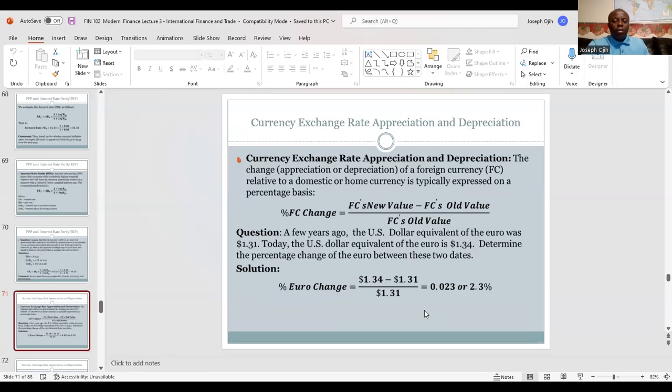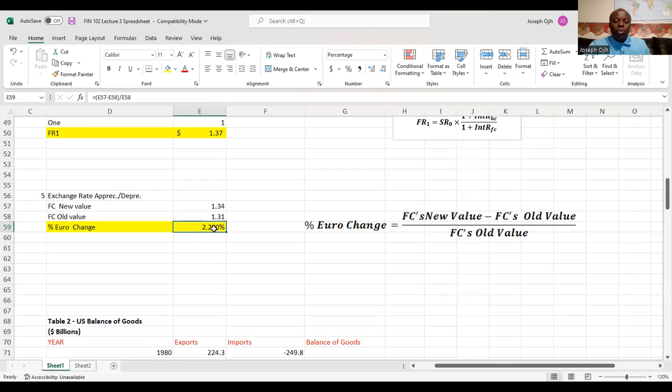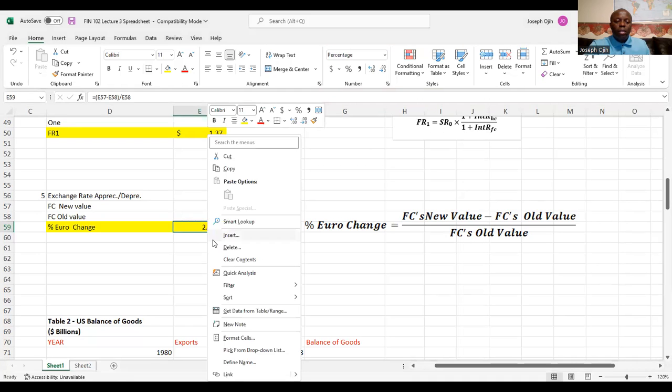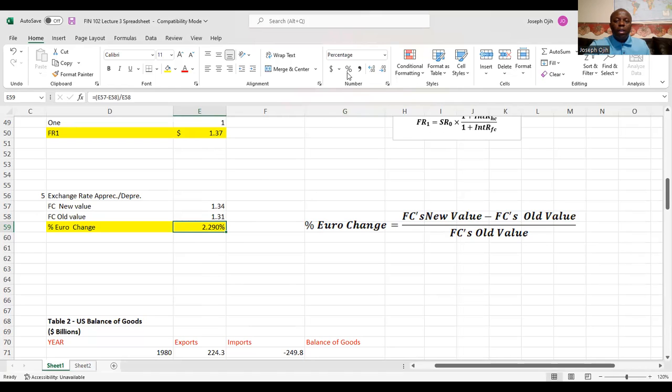Remember I say 2.29% because I went all the way to 3 decimal places. Otherwise, if you round it, you're gonna get 2.3%. I can round it to 2 decimal places by clicking on this. See, 2.3%.